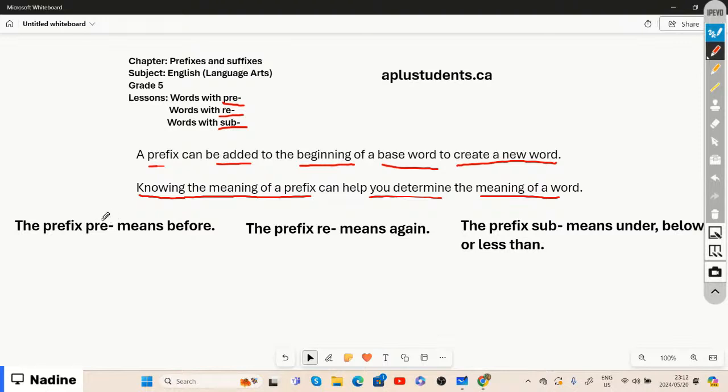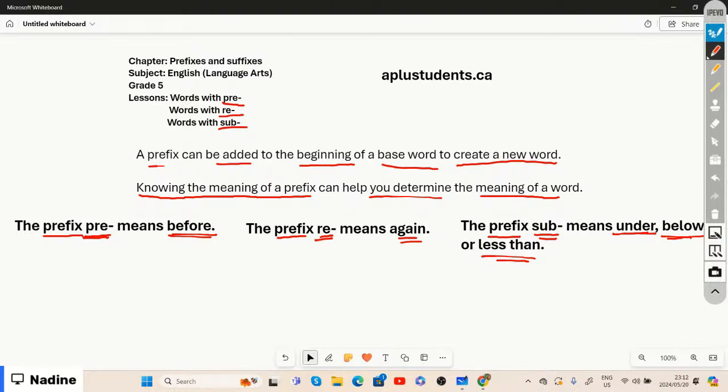All right. So if we look at the prefix pre, pre means before, right? Then we have the prefix re, and re means again. Then we have the prefix sub. Sub either means under, or it means below, or it can mean less than.